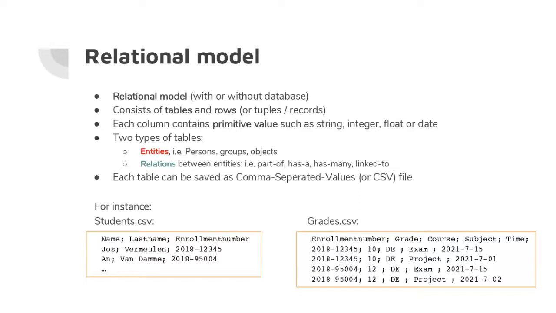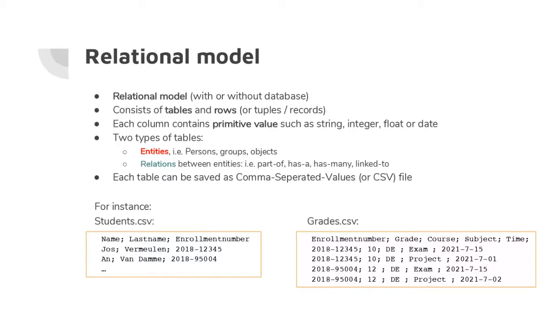So a relational model, you have two examples below. For instance, the students comma-separated file, and this is really the raw file content, consists of 3 columns. So you have the name, the last name, and the enrollment numbers. Jos Vermeulen, Anne van Damme, and so on. So you have one file like this, and every file represents a single table, and a table just consists of rows, and each row has the same number of columns. So that's basically, in essence, the relational model, and you can store it in CSV formats.